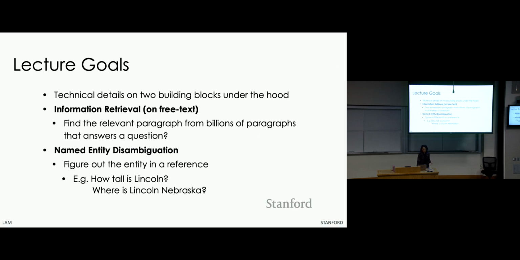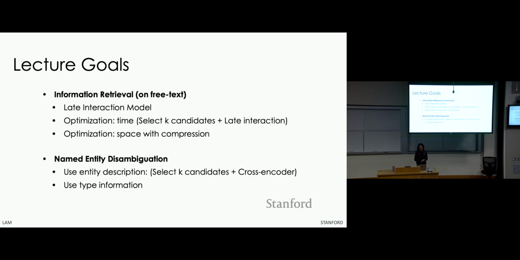So those are 2 very important questions, and it requires a lot of work to solve this problem. So we're going to have 2 goals. We're going to talk about information retrieval. We're going to talk about this idea called late interaction model. And it is all about scale. Billions and billions of paragraphs, find the right one, or find the top 10. How do you handle scale? It's all about making it accurate enough, but at the same time fast enough. Nobody wants to wait forever. So there is a question of time optimization and space optimization, and that's what we're going to talk about.